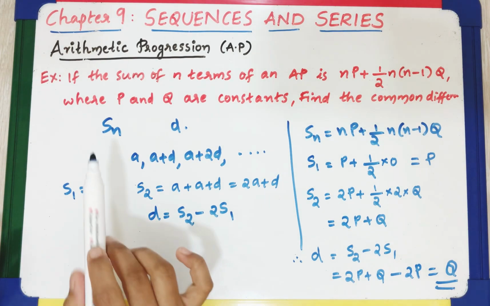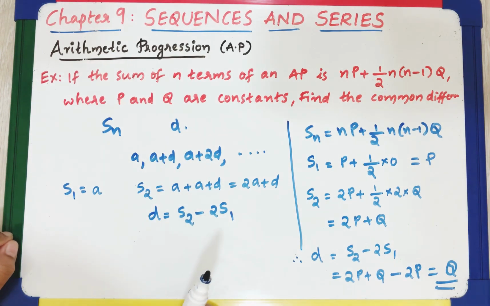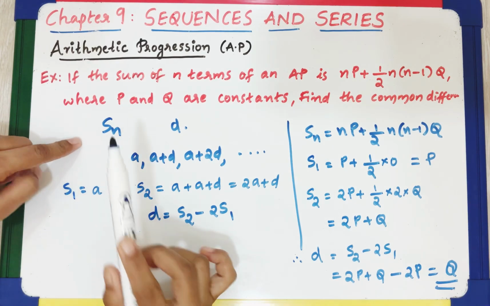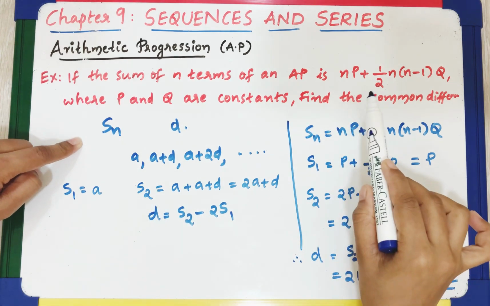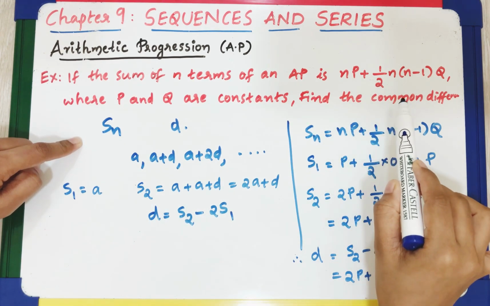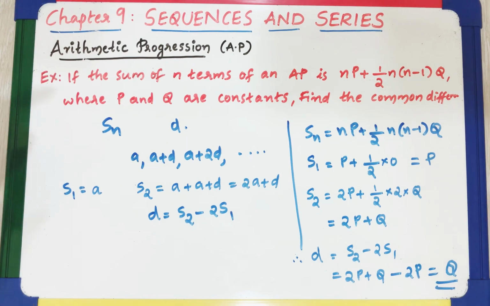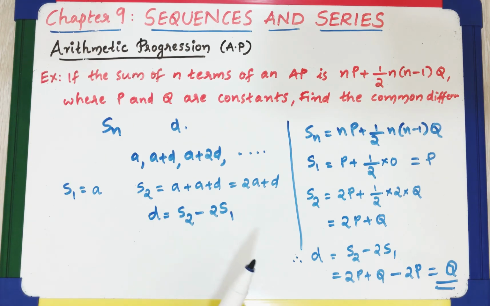So, if we are given Sn and we have to find the common difference, we can use this method. Or, we already know the formula for Sn, n by 2 into 2a plus n minus 1 into d. Given Sn is equal to np plus 1 by 2 n into n minus 1 into q, we can equate these two expressions and we will get the common difference. I will do this method in some other questions.